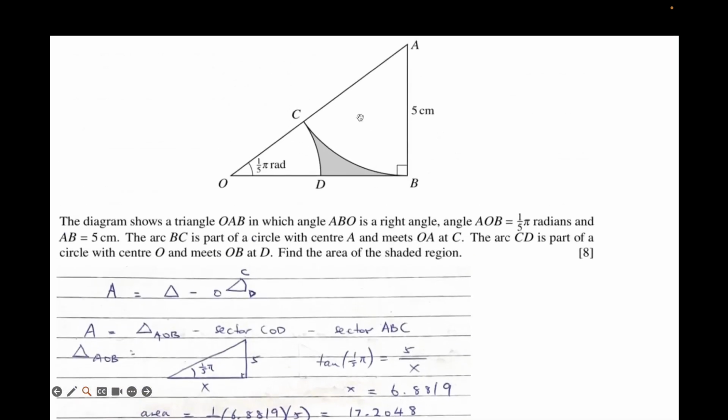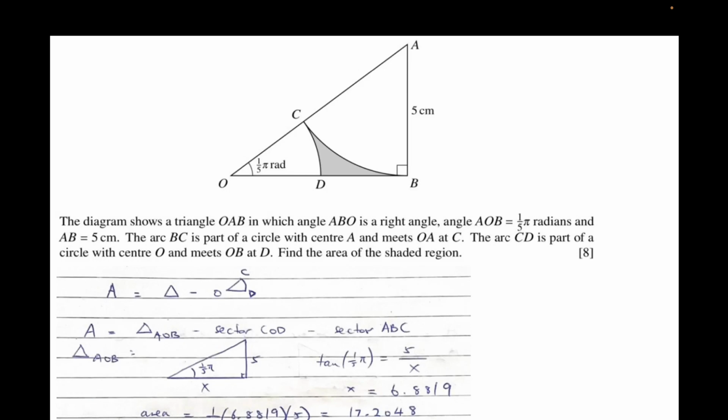Last part, sector ABC. This one's the easiest one, isn't it? Because it's going to be a half theta r squared. So a half theta times 5 squared. What's theta? We don't have that, but do we need to be told? 90 degrees plus this angle, plus this has to be 180. Pi minus a half pi minus 1 over 5 pi gives us this. We're dealing with radians, right? Remember the rule has to be in radians.